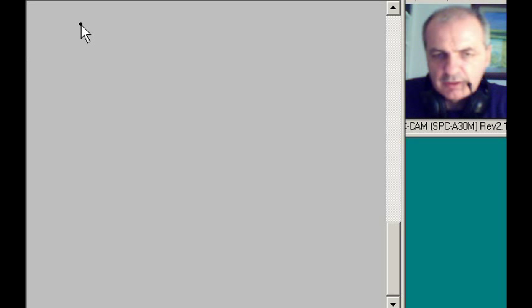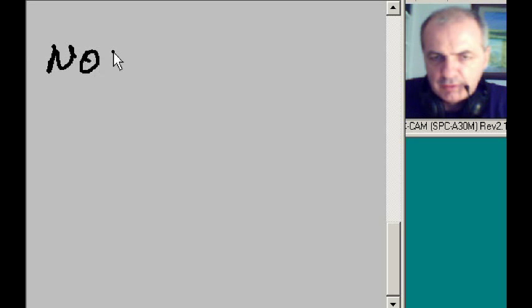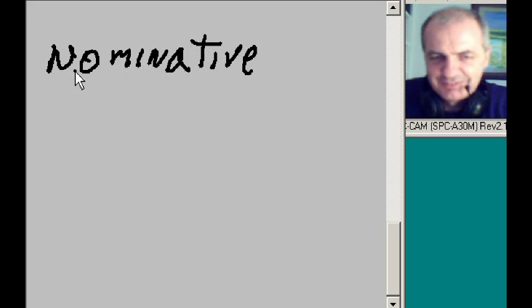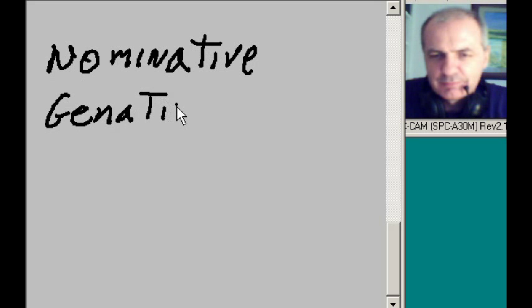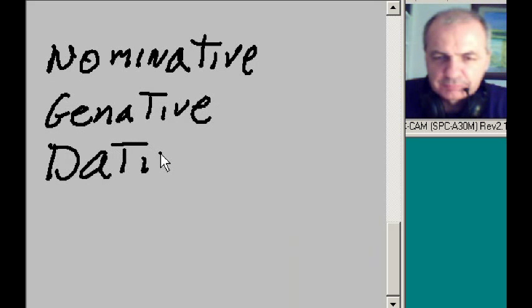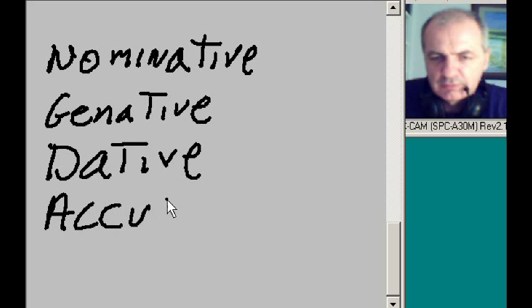Now, the way they organize the declensions is as follows. First, they start off with the nominative. The nominative. Say it fast, it's nominative. And then there's the genitive. And the dative. And that is followed by the accusative. The ablative.